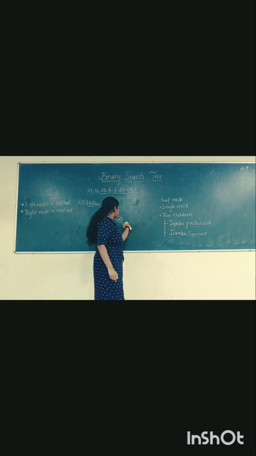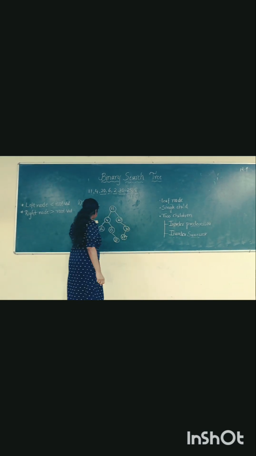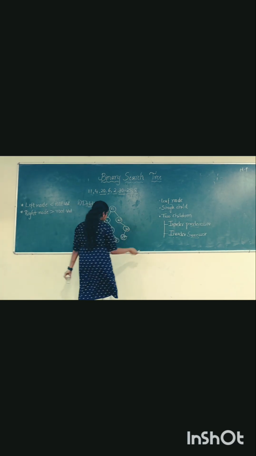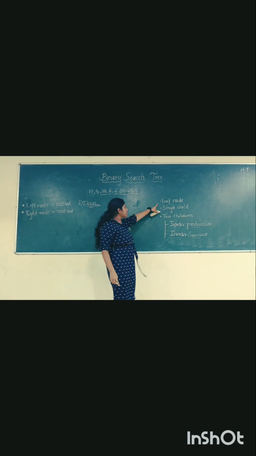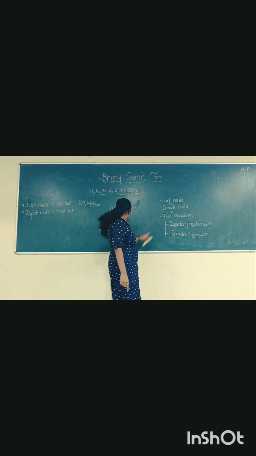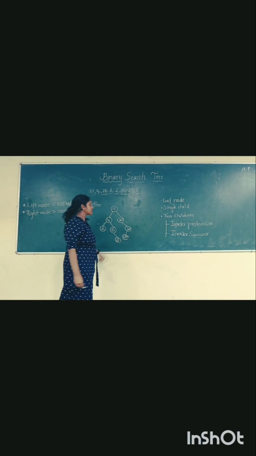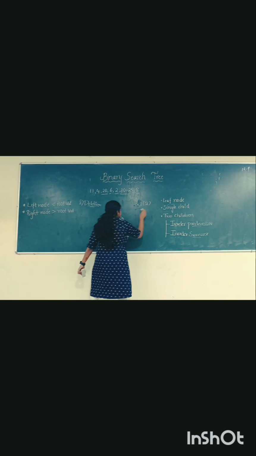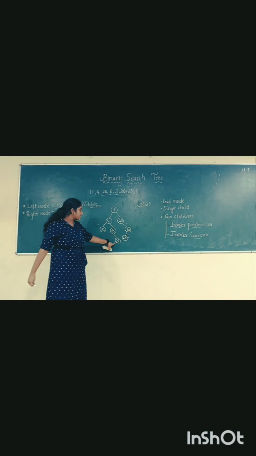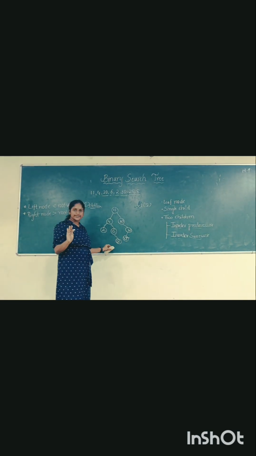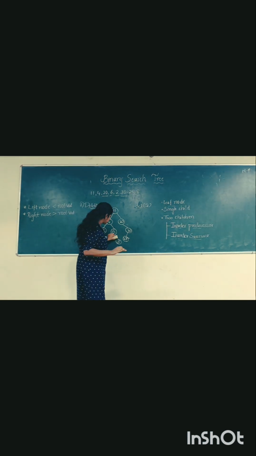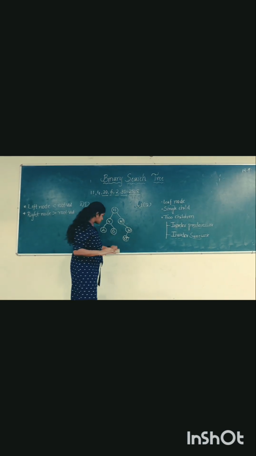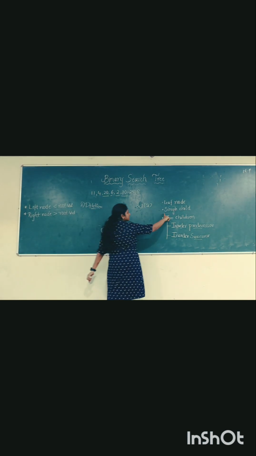So let us delete some elements. Let us delete an element which is a leaf node. So can we take 8? Delete 8. So the deleting element is 8. It has no children, so we can delete it directly. Like this. Okay.